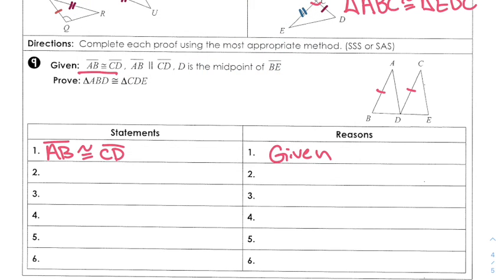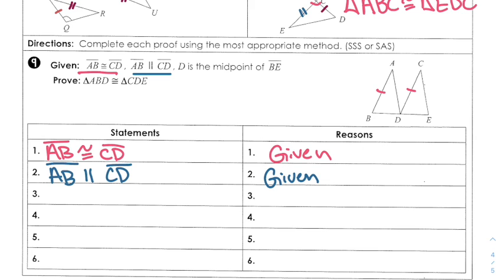We are then given that line AB is parallel to line CD. Okay, so line AB is parallel to line CD. And why? Because it is given.